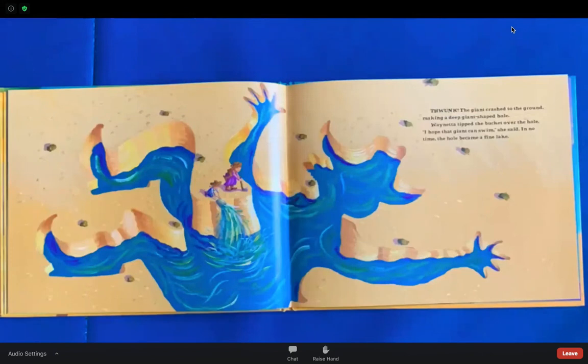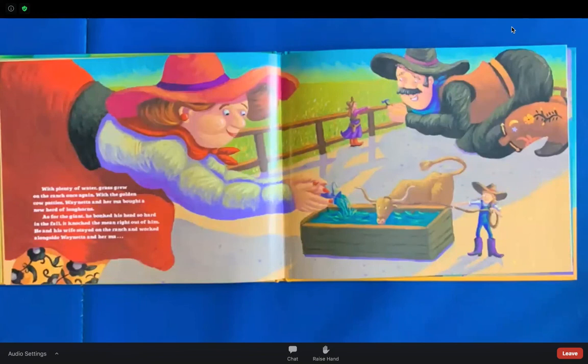Thwunk! The giant crashed to the ground, making a deep, giant-shaped hole. Whenetta tipped the bucket over the hole. "I hope that giant can swim," she said. In no time, the hole became a fine lake. With plenty of water, grass grew on that ranch once again.